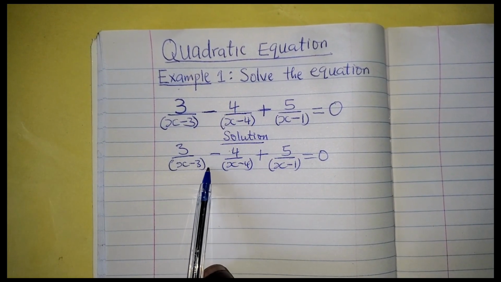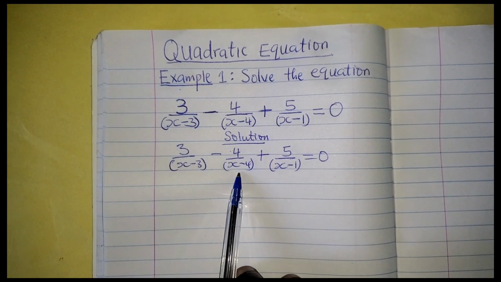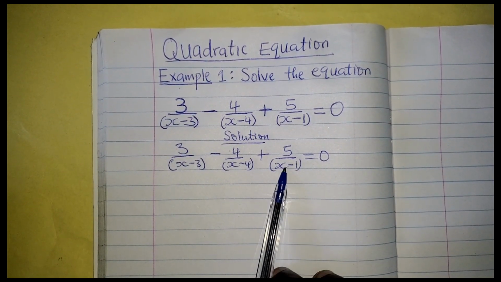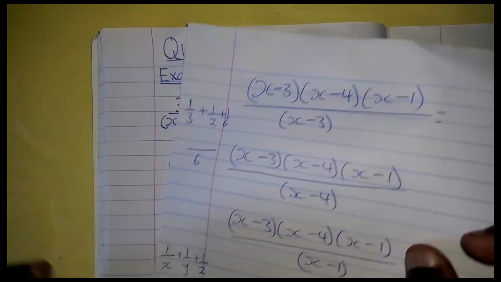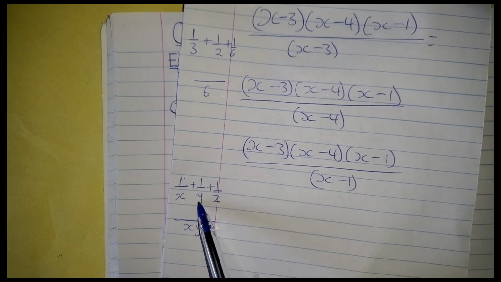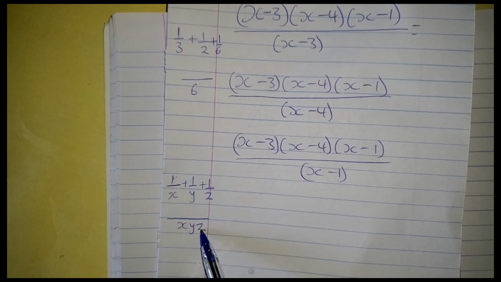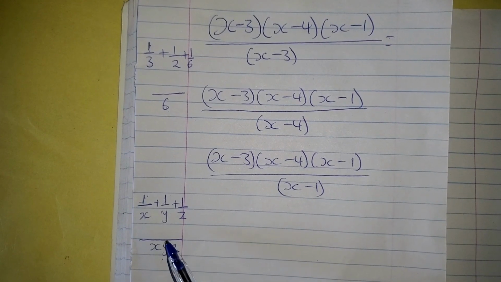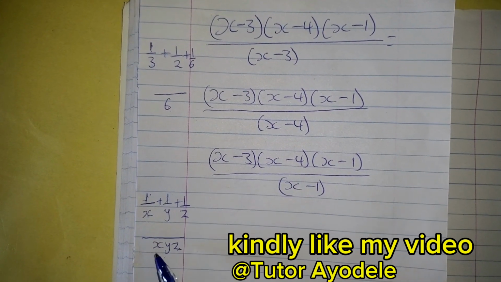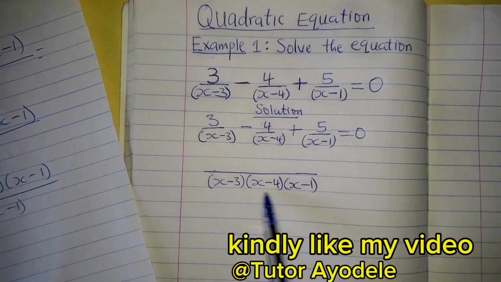I will need to find the LCM of all these three. That's the LCM of x minus 3, x minus 4, and x minus 1. But before I find the LCM, to make this easier, I will take you to normal basic mathematics. If I have 1 over x plus 1 over y plus 1 over z, and I'm to find the LCM of these three, it will be what? x, y, and z. So what I actually did there was multiply x, y, and z together to be the LCM. And that was what I did here: this times this times this to be the LCM.